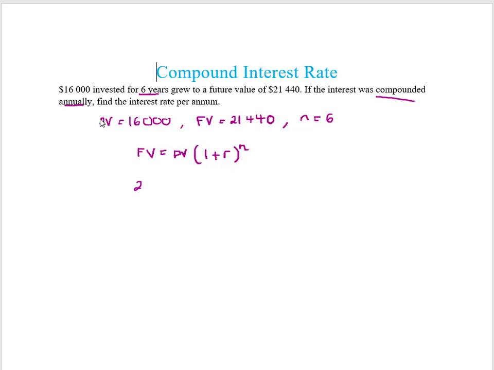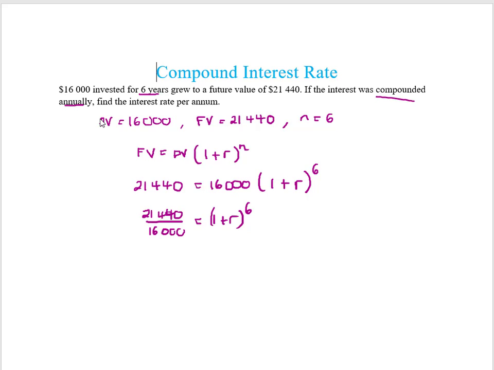So now I'm going to substitute the information in. So 21,440 is my future value. My present value is 16,000. And it is (1 plus r), which I'm trying to find, to the power of 6. So the first thing I'm going to do is divide both sides by 16,000. If I do that, I get 21,440 over 16,000 equals (1 plus r) to the power of 6.